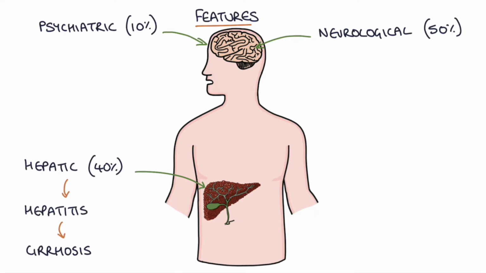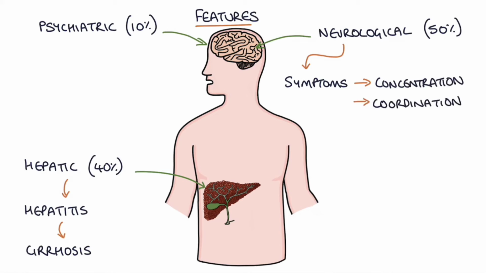Copper deposition in the central nervous system leads to neurological and psychiatric problems. Now, the neurological symptoms can be subtle and range from concentration or coordination difficulties to dysarthria, which is speech difficulties, and dystonia, which is abnormal muscle tone.